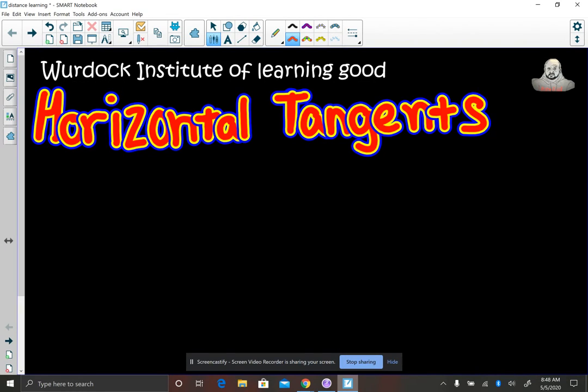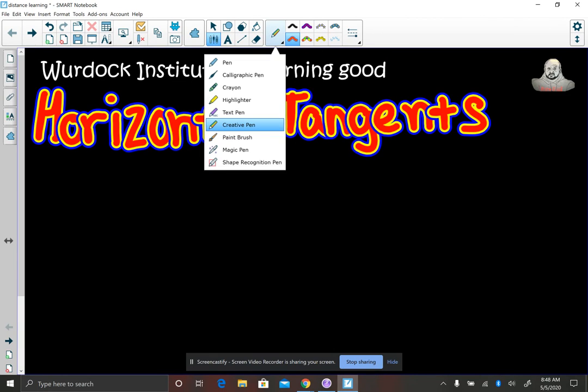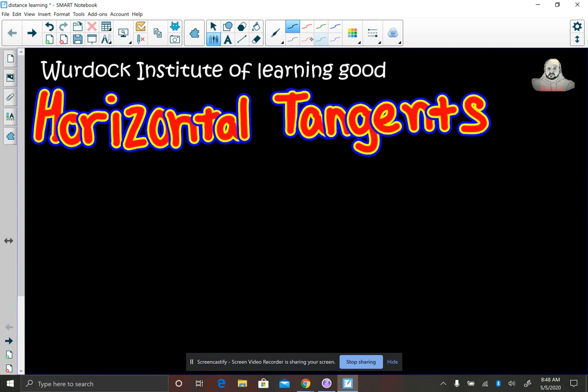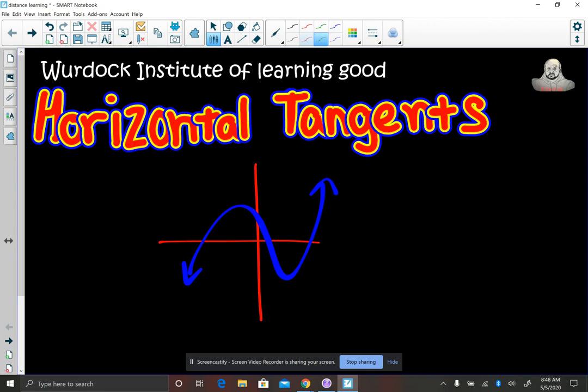Good morning, Calc kiddos. Today we're going to learn about horizontal tangents. You guys should have some awareness of what a tangent is. If I were to give you a function and randomly pick some point and say, what is the equation of the tangent line through this point? I'll just call this x value a. This y value is f of a.